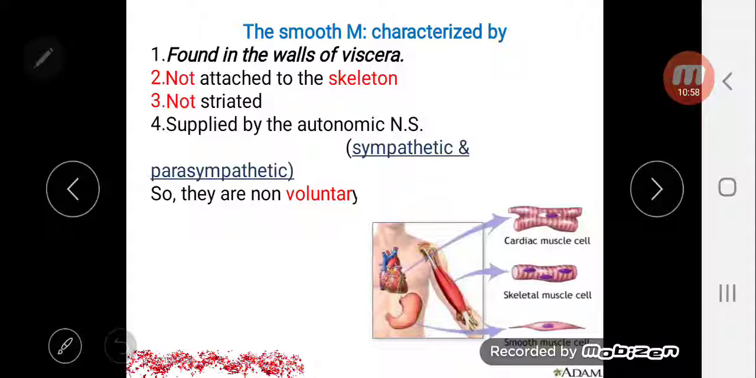Smooth muscle is found in the wall of the viscera, not attached to the skeleton, not striated, supplied by the autonomic nervous system, so it is non-voluntary. It is completely different from the skeletal muscle.